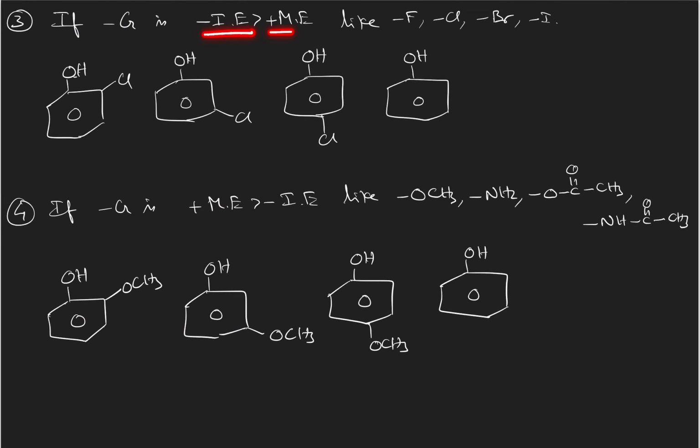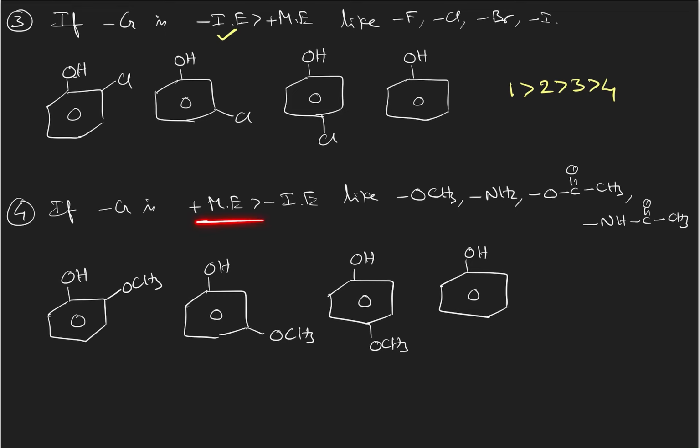Then coming to negative inductive effect better than, higher than positive mesomeric effect. If two opposite nature electronic effects are there, according to the stronger one itself, you have to decide the overall acidic character. So negative inductive effect has to decide it. So here also same example, as the distance increases, acidic strength decreases.